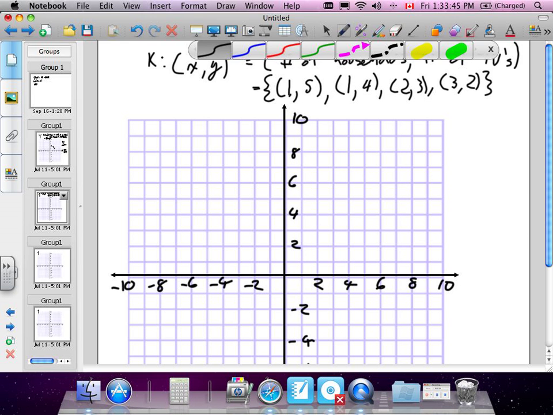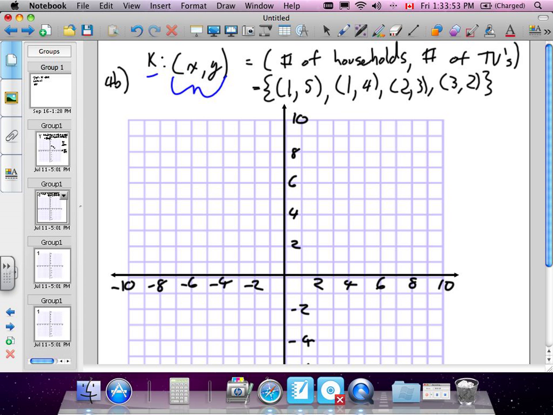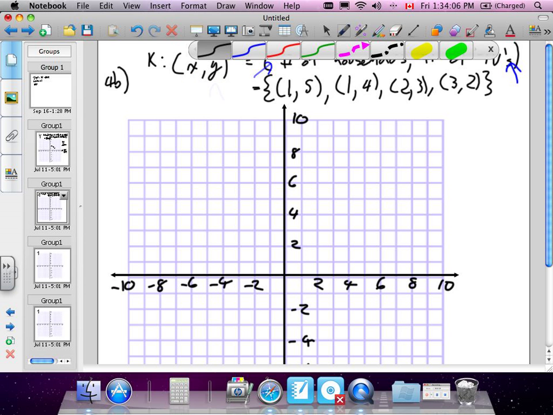4B. It should be the easiest. 4B, same idea. They called it K. They're telling you that each of the coordinates, the first value is the X value, the second one is the Y. X is referring to number of households. Y is referring to number of TVs. But what is the most important are the coordinates.